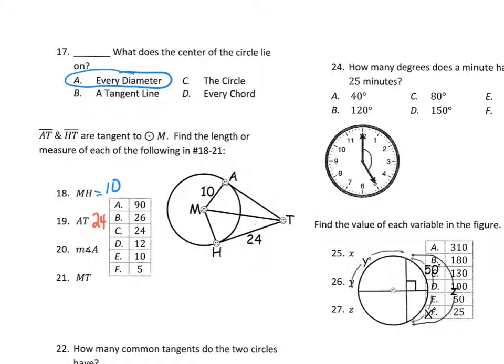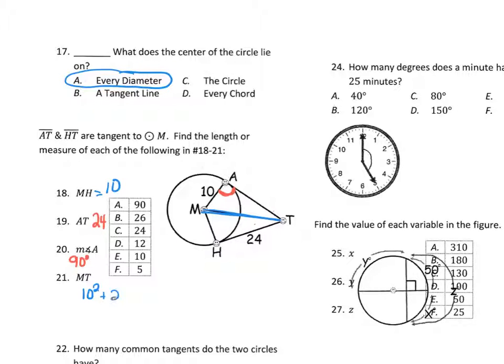Our next question, number 20, asks us for this angle measure, angle A. And that's always going to be a 90-degree angle because it's tangent to the circle. And then last but not least, we want to find MT. So this requires us to use the Pythagorean theorem.